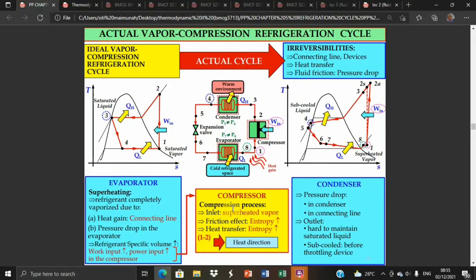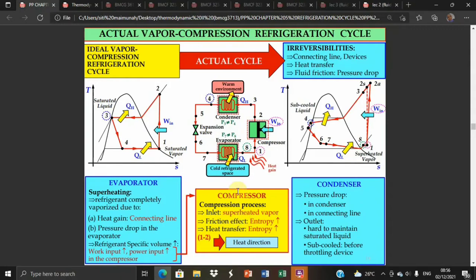The compression process in the ideal cycle is internally reversible and adiabatic, and thus isentropic. But the actual compression process involves frictional effects, which increase the entropy, and heat transfer, which may increase or decrease the entropy, depending on the direction. Therefore, the entropy of the refrigerant may increase (process 1 to 2) or decrease (process 1 to 2) during an actual compression process, depending on which effect dominates.